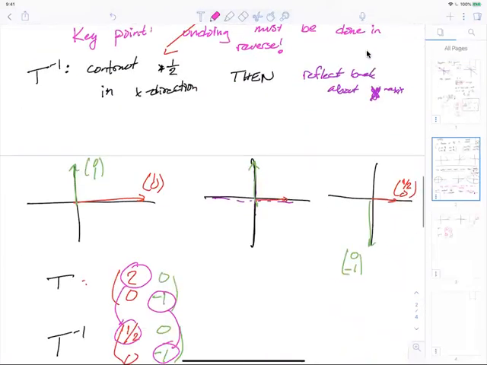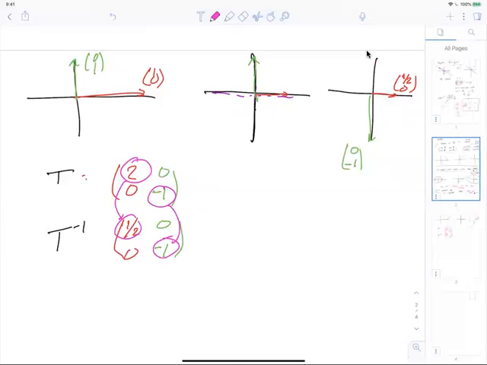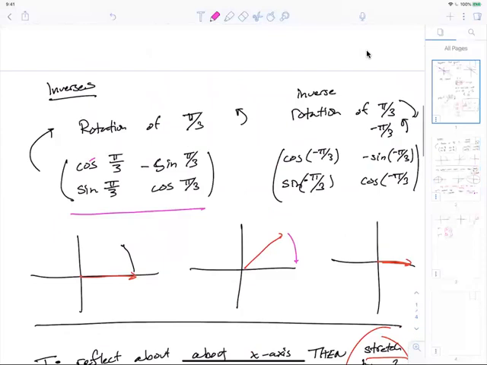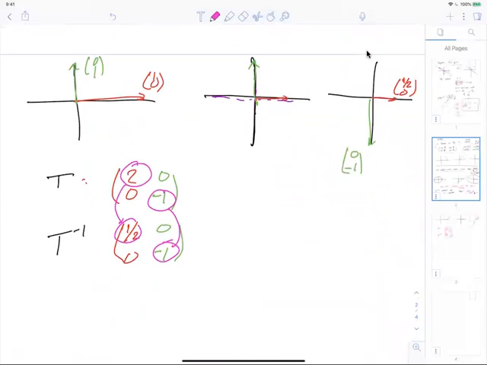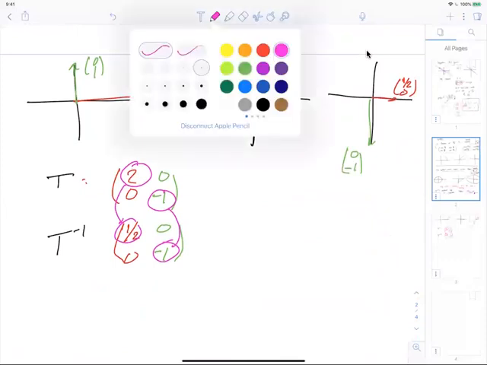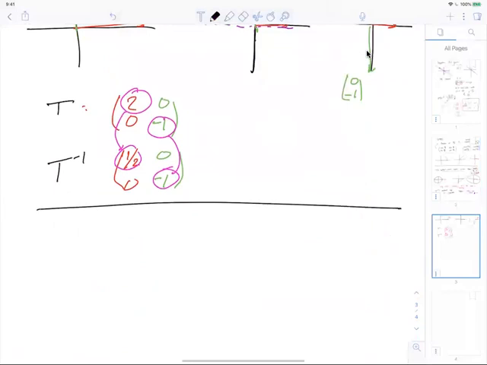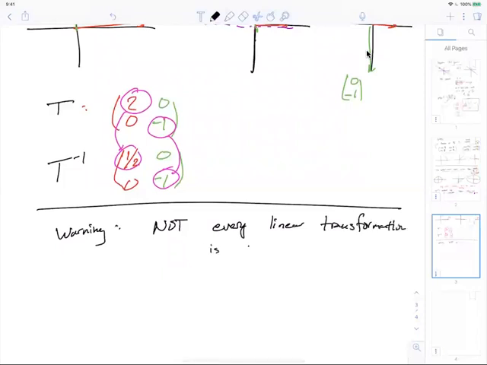But the key thing is that we're going to learn next time that these are in fact inverse matrices. These matrices are inverses of each other, and these matrices are inverses of each other. And the key thing is every linear transformation that is encoded by a matrix, there's going to be some other linear transformation, most of the time, that undoes it. To see a linear transformation that's not undone, so this is a warning, not every linear transformation has an inverse.